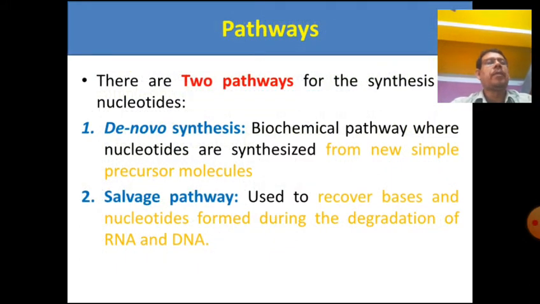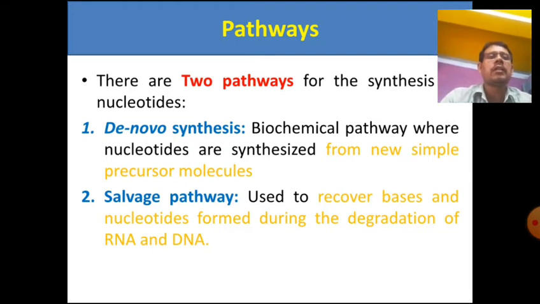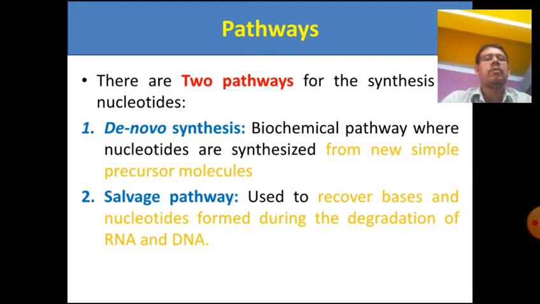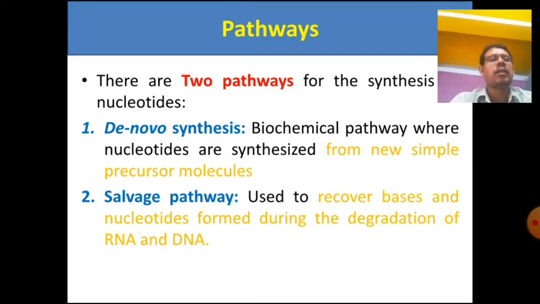There are two pathways for the synthesis of the purine nucleus. One is de novo synthesis, discussed earlier, the biochemical pathway by which nucleotides are synthesized from simple precursors. Another is the salvage pathway, which recovers bases and nucleotides formed during the degradation of DNA and RNA. De novo means a totally new pathway by which small molecules combine to form a new big molecule, whereas in the salvage pathway the purine comes from the diet or from degradation of DNA or RNA.